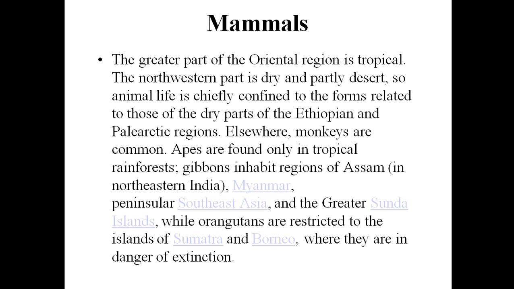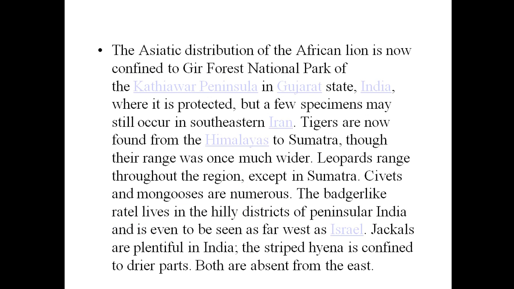Apes are found in tropical rainforest. The gibbons are found in Assam, and orangutans are restricted to islands, and they are facing the danger of extinction also.